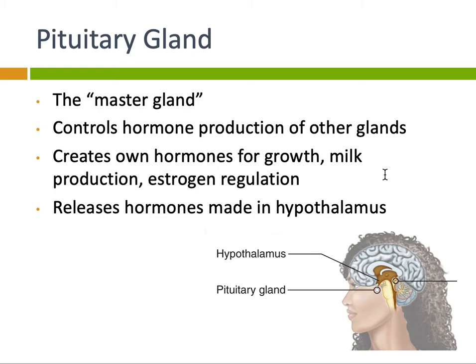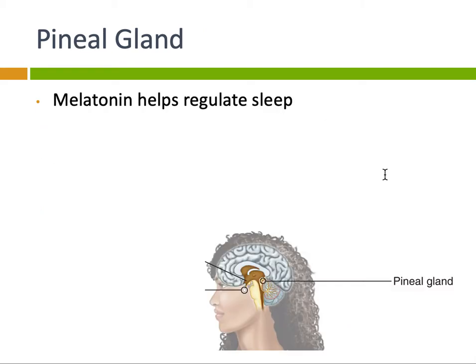The second thing it does is create its own hormones. So the pituitary gland produces hormones that control things like growth, milk production in females, and estrogen regulation. Lastly, the pituitary gland is going to release hormones that are produced in the hypothalamus. So the hypothalamus produces hormones, those are sent to the pituitary gland, and the pituitary gland releases them. We'll see that in more detail at the end of this screencast when we again talk about the regulation of hormone levels in the body.